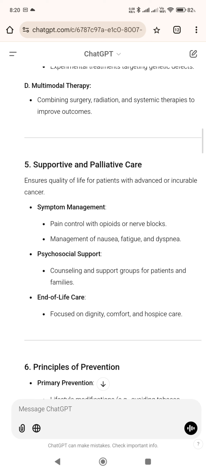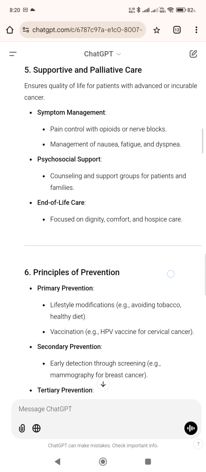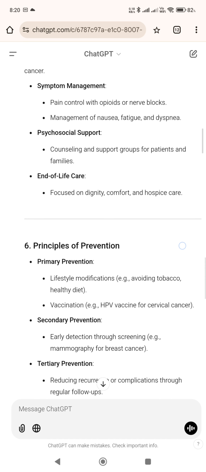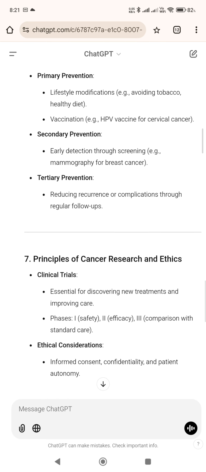5. Supportive and palliative care, ensures quality of life for patients with advanced or incurable cancer. Symptom management, pain control with opioids or nerve blocks. Management of nausea, fatigue, and dyspnea. Psychosocial support, counseling and support groups for patients and families. End-of-life care, focused on dignity, comfort, and hospice care.